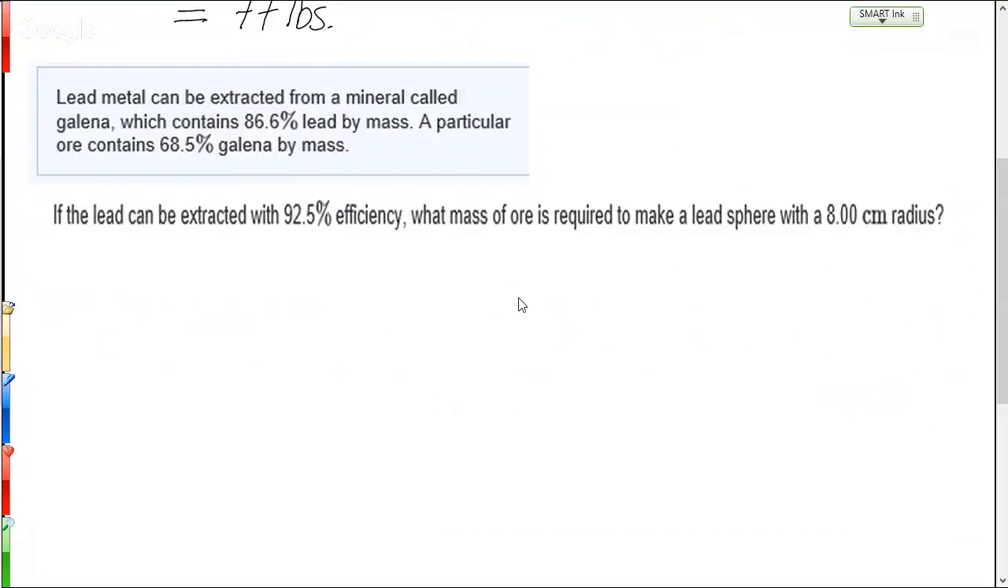So let's think about what's happening here. You want to make a lead sphere, so you want a certain amount of lead. But in order to get the lead, you have to extract it from the galena. In order to get the galena, you have to extract it from an ore. So you're losing a little bit each time. So what large amount of ore do you need to start with so that you can lose a little bit each time and eventually get to a lead sphere with an 8-centimeter radius? And you need a little bit more information here because we need the density of lead.